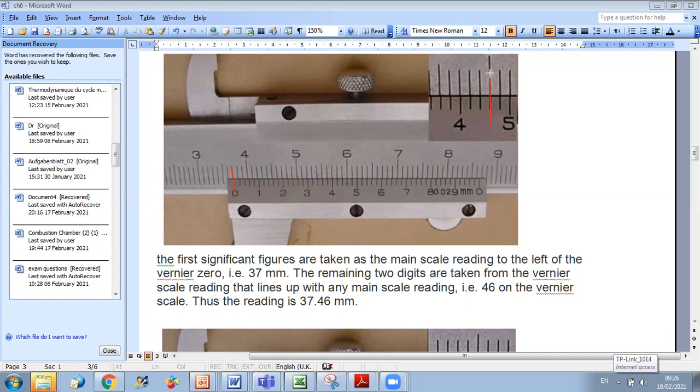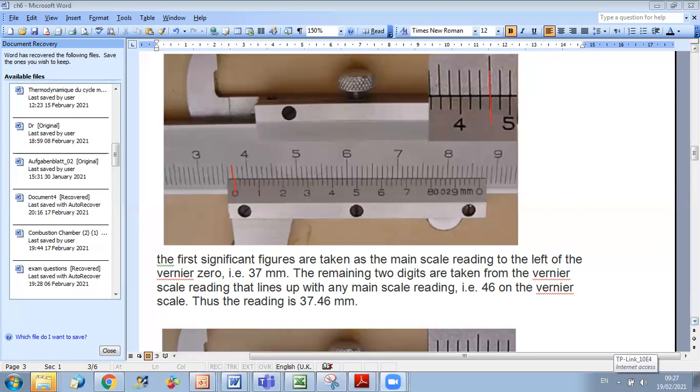So if I consider this is the perfect match line, it corresponds to 4. So this is 0.4, 0.42, 0.44, 0.46. After the comma it's 46. So I can read 37.46 millimeters. Is this clear? Any question on how we read this?